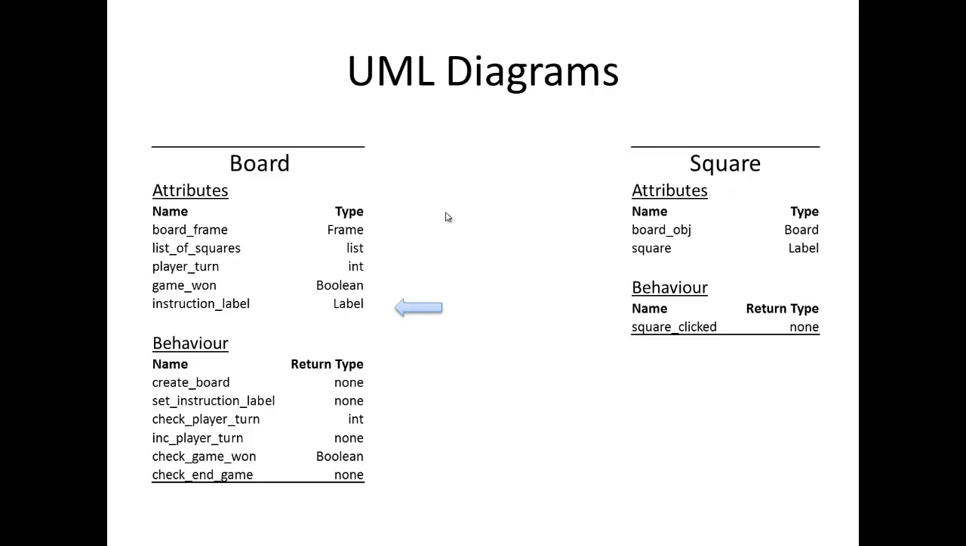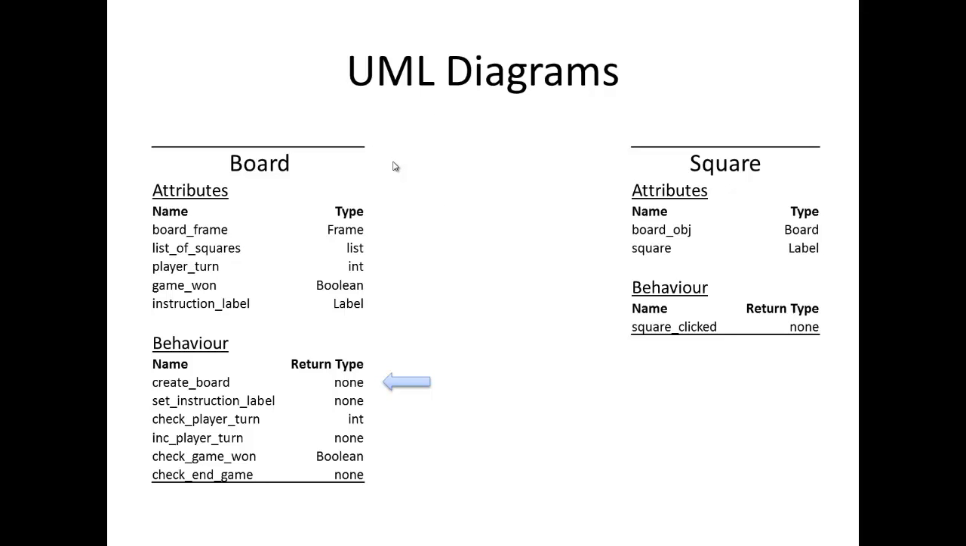So we've got a board frame for storing our little game in. We've got a list of squares. Because when we create squares, we need 9 squares for our noughts and crosses game, and we're going to store them in a list just so we can check through them when we want to check that our game's been won or not. We need a player turn to keep track of whose turn it is. We've got a game won boolean, just say game won equals false, and then when somebody wins the game, we can switch that to true and lock down the game. And we've got a little instruction label, which is a tkinter object, and it will just display whose turn it is and some information about the game and things like that. So that is the attributes of board.